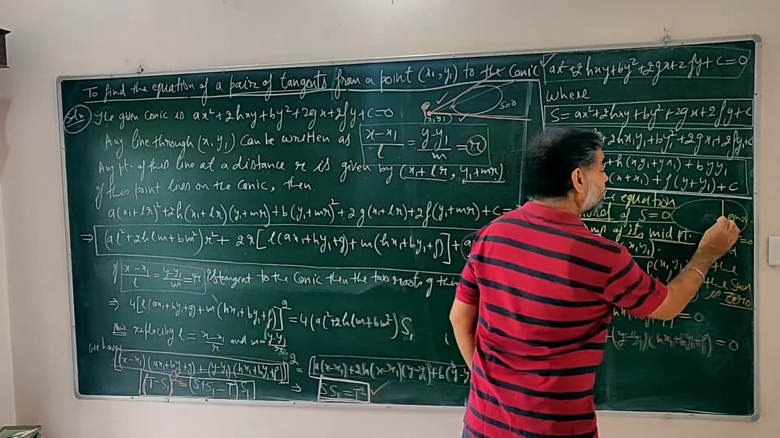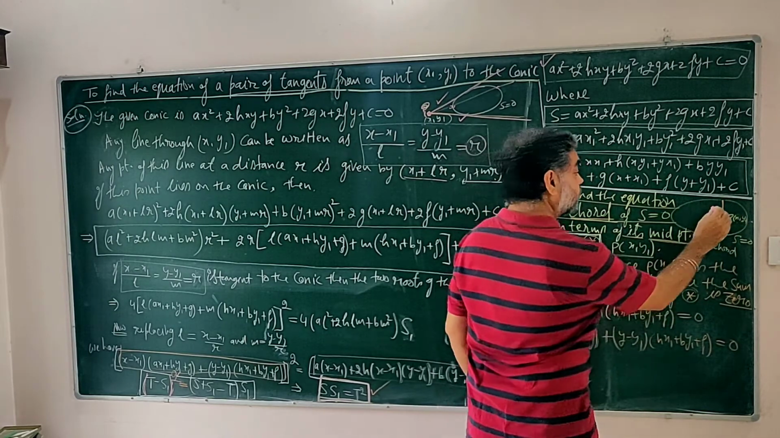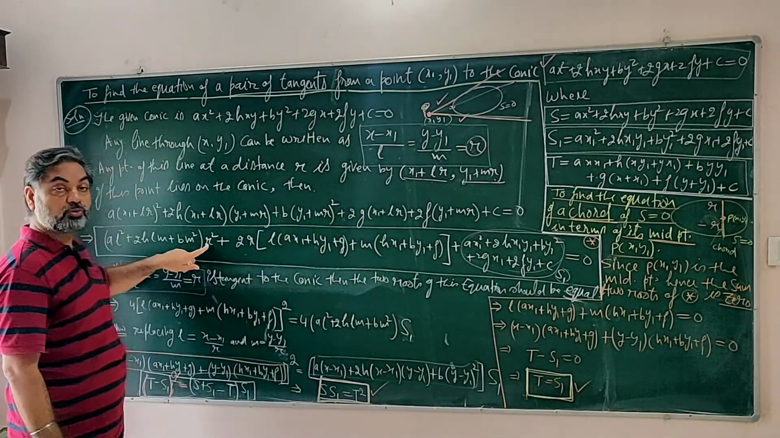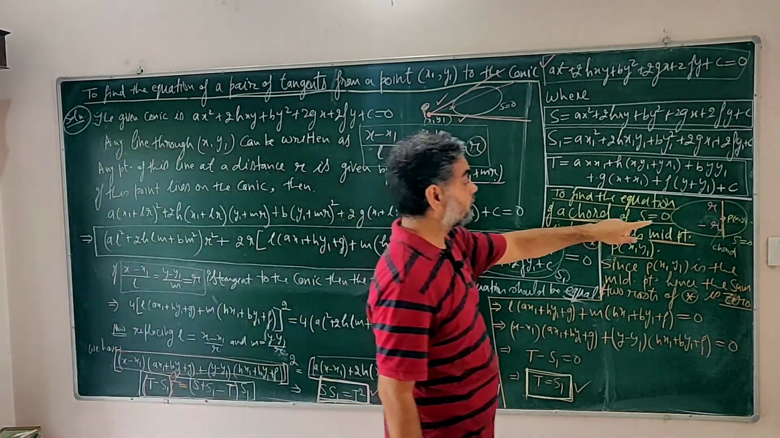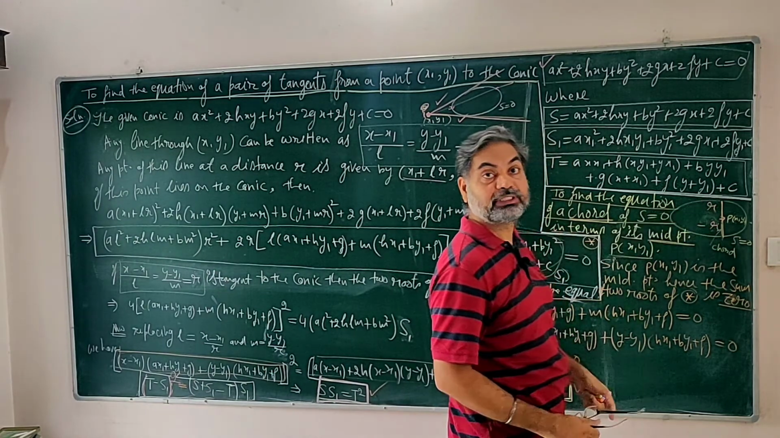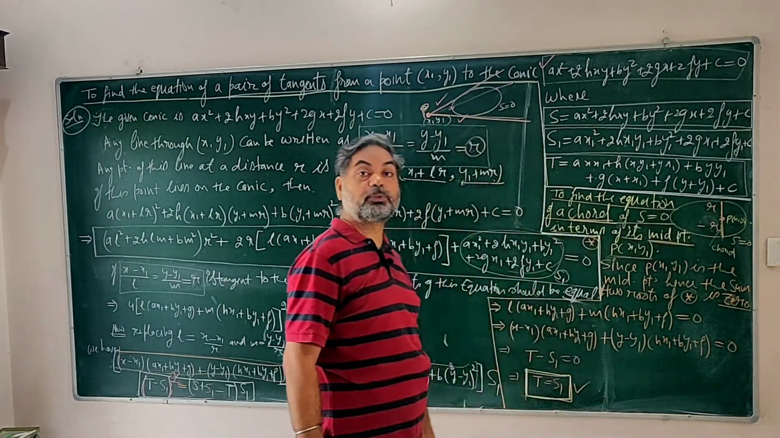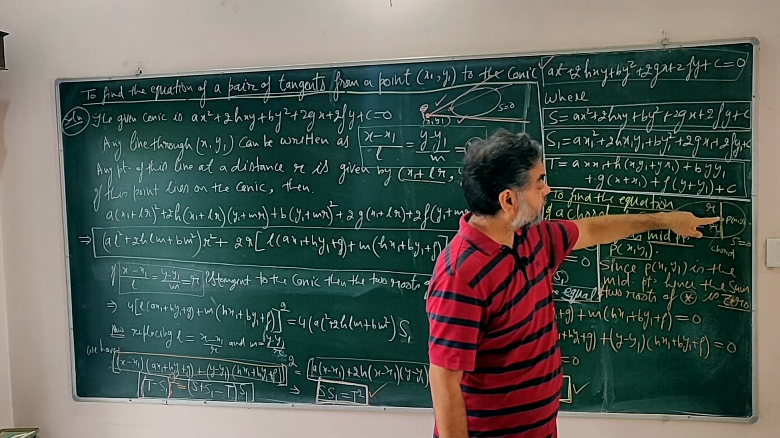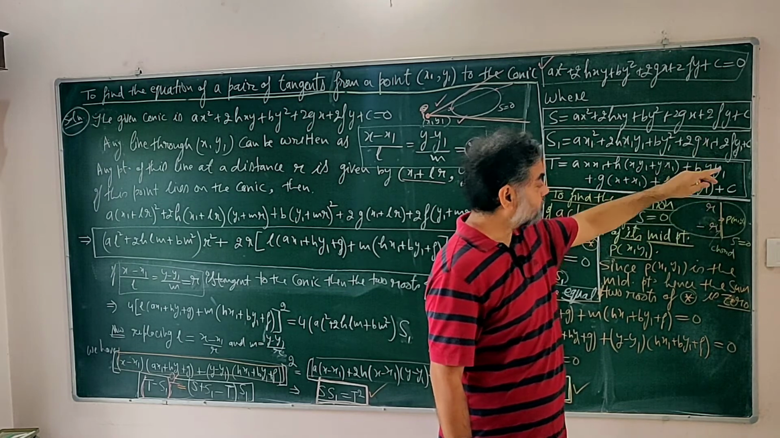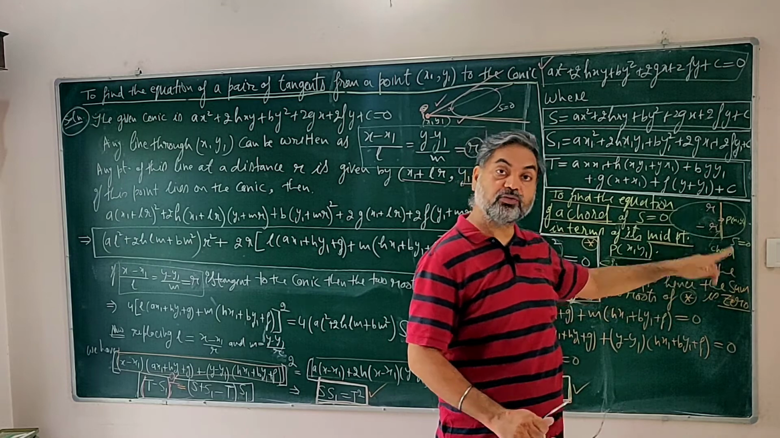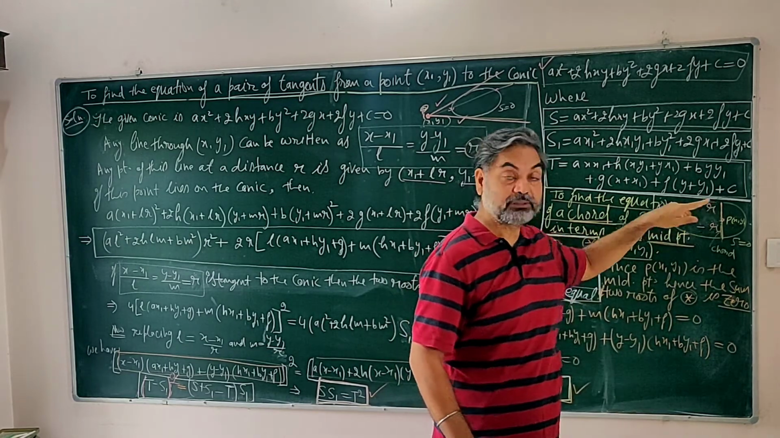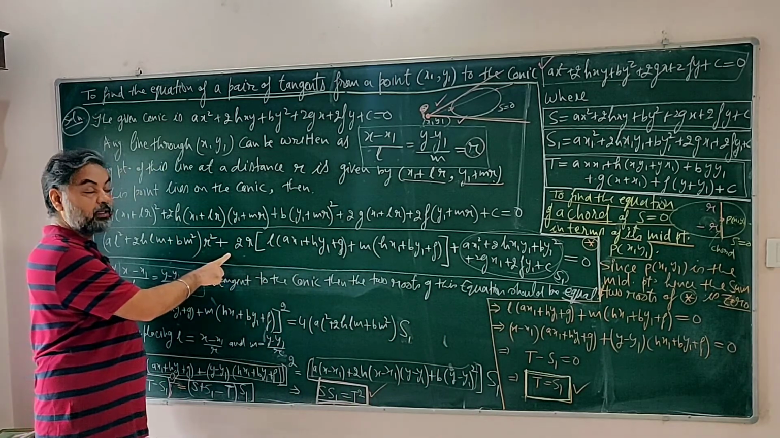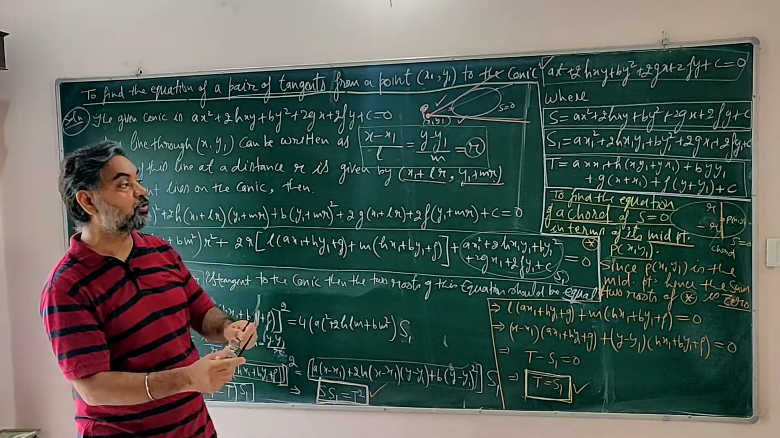Now, since this point is the midpoint of this chord, the two roots of this quadratic equation in r would be equal in magnitude but opposite in sign. If one root is r, the other root would be minus r, because this point is on this side on the left, and the other point is at equal distance on the right, because this point is the midpoint of this chord. So the two roots would be equal but opposite in sign. That means the sum of the roots would be 0.